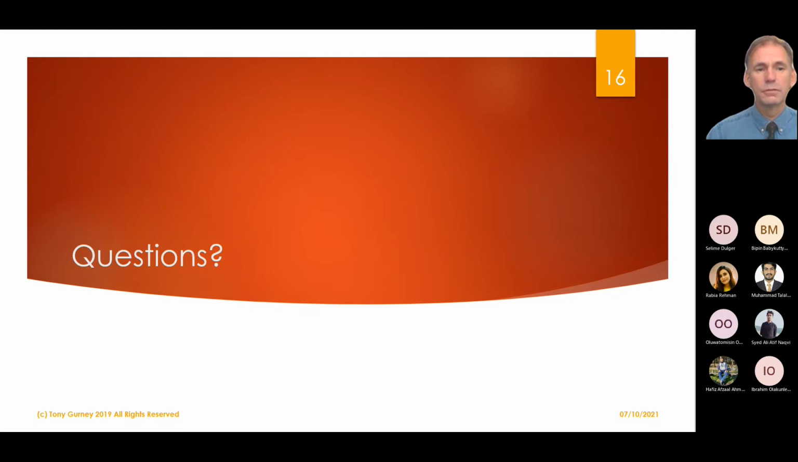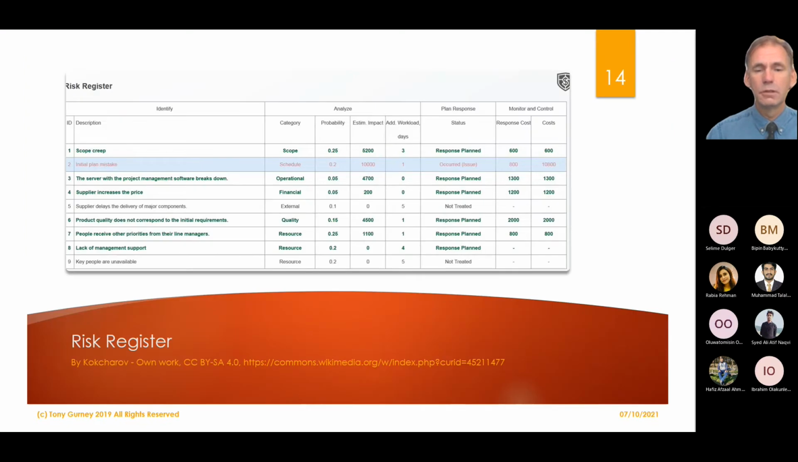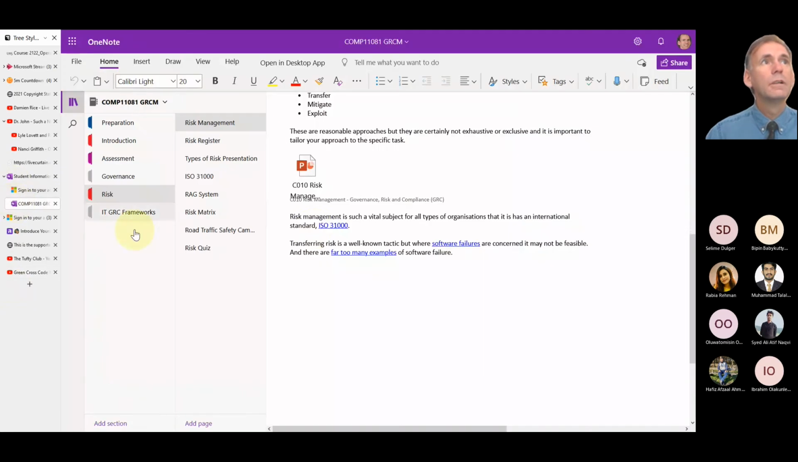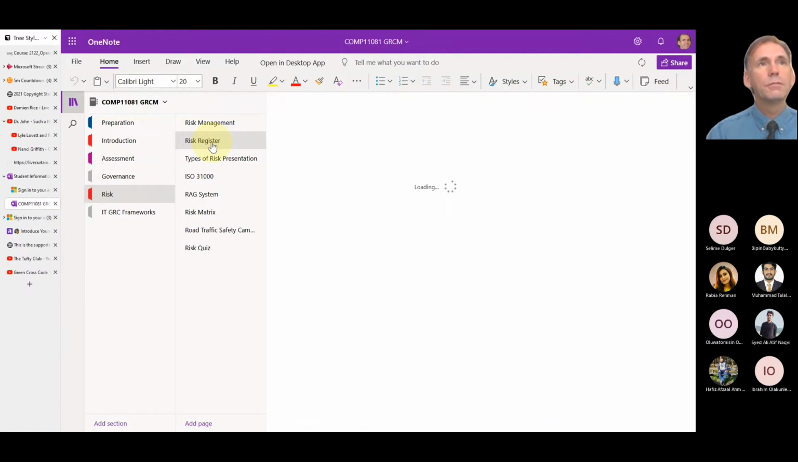thing you saw on the screen there, that's a very simple risk register. And there's no, this is how you create a risk register. So, for example, on OneNote, you'll find a risk register page. Your computer, I assume, will be much faster than mine, so your risk register page will come up much more quickly.